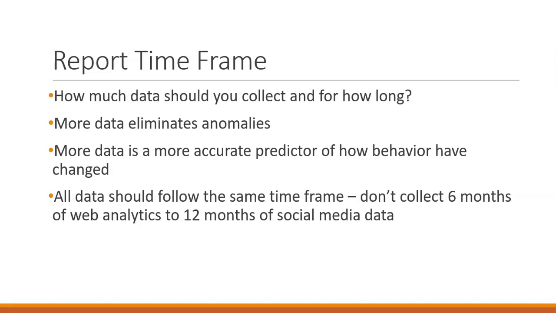The more data you have, though, the fewer outliers or anomalies you will have in that data. And the more data you have, the more accurate a predictor it is of how behavior might have changed. So for example, if you just have a couple of months of data, you might not see any trends or changes like you would in 6 to 12 months of data.